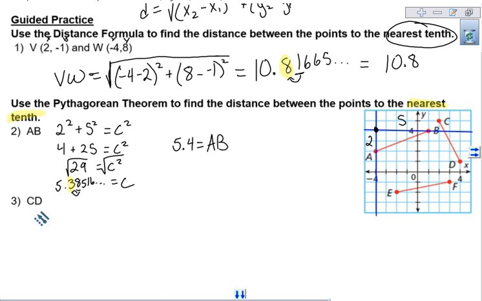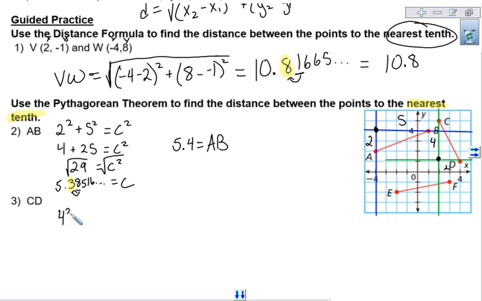Now we need to find our length for CD. So again, I'm going to trace my grid lines. The point where they intersect is where we are counting to. So from C to that point, we have 4. And from that point to D, we have 2.